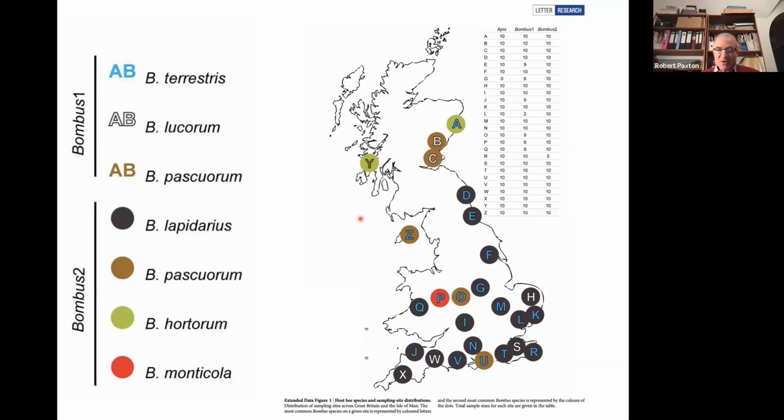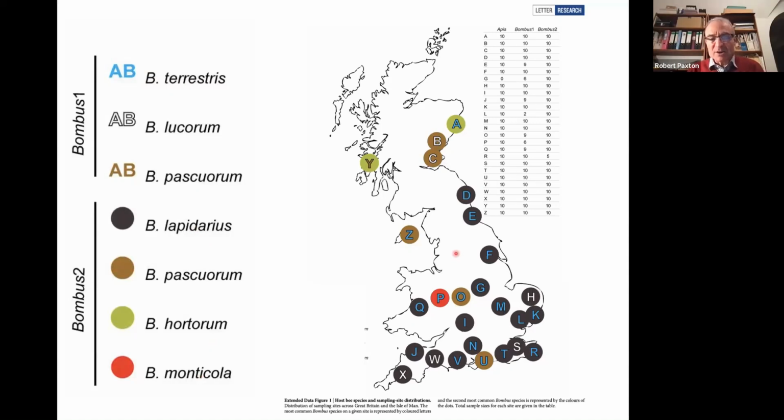We've collected in 2011 from 26 sites in Great Britain, honeybees and 2 species of bumblebee from each of these 26 sites. So we have gone to the site and collected from flowers in a defined area, in a defined period of time. 20 honeybees, 20 of the commonest bumblebee species, and 20 of the second commonest bumblebee species. And these are the locations where we've collected. The different colors represent the different bumblebee species that were commonest or second commonest at those sites.